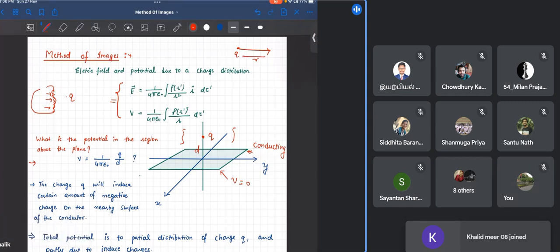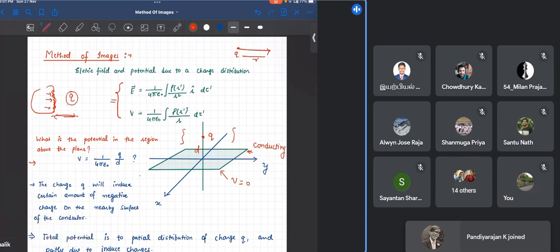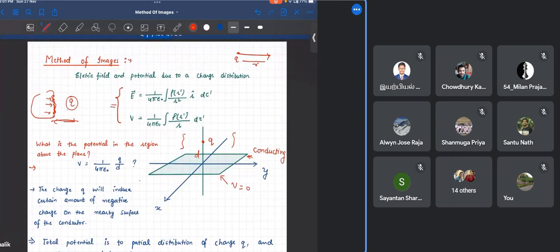So we want to calculate the field and potential due to this charge distribution anywhere in this region. The charge induced by this positive charge onto the surface also affects the region, so the electric field and potential will change. So we want to calculate the electric field and potential when you have a charge distribution near this grounded conducting plate. It could be grounded, or it could be given some other potential, V0, something like that. We will see how to handle that case also.